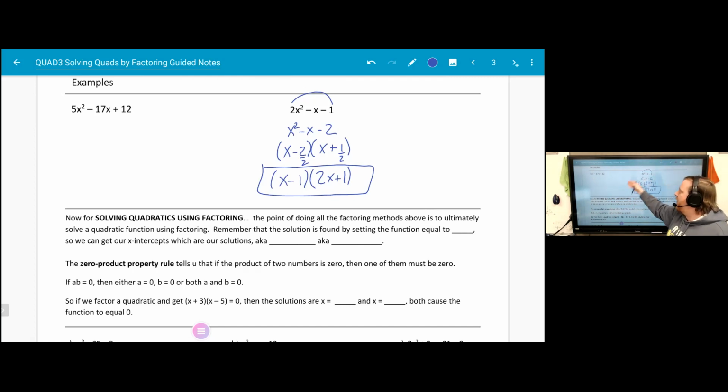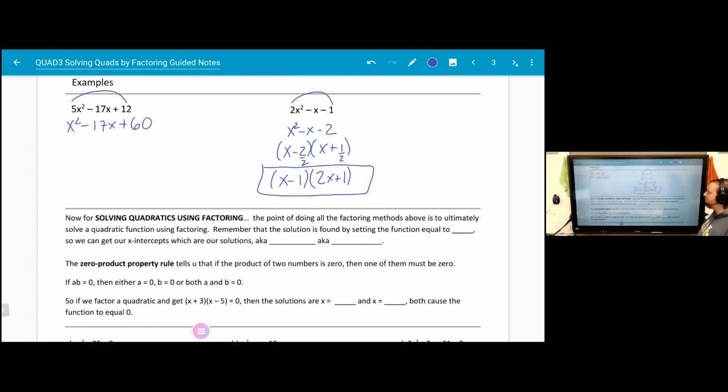Try 5x squared minus 17x plus 12, and then come back when you're done. Okay, now that you're back, here we go. Slide, the slide part. Take that 5, slide it down to the end, multiply it. I end up with x squared minus 17x plus 60.